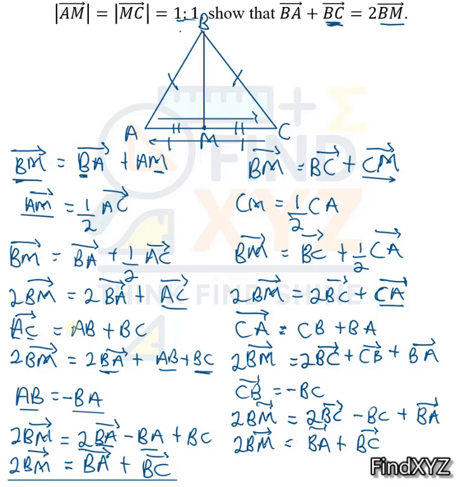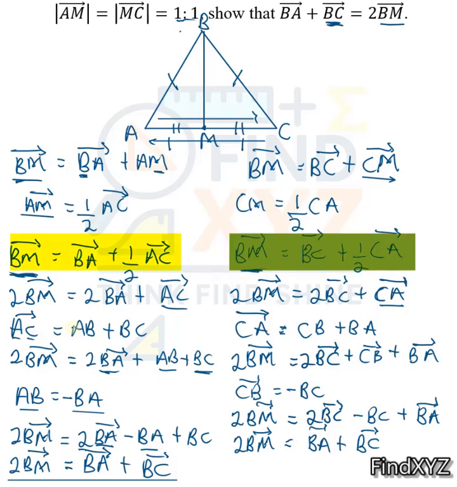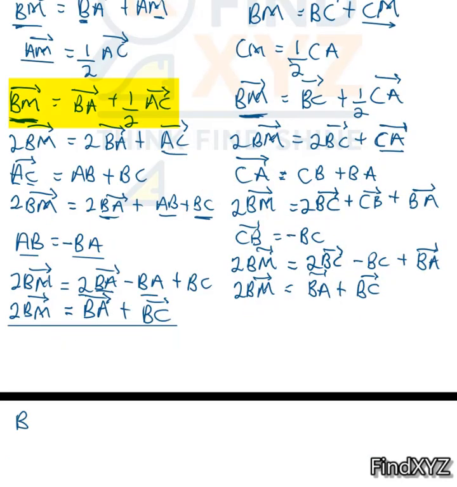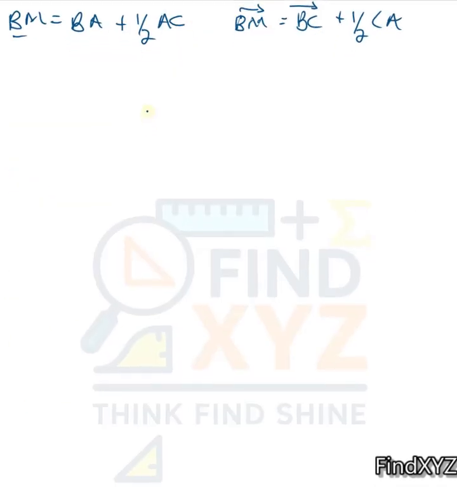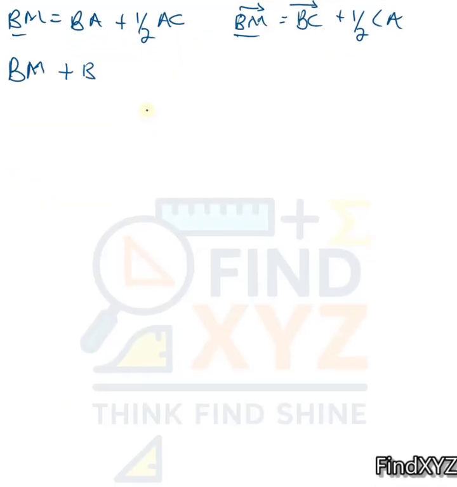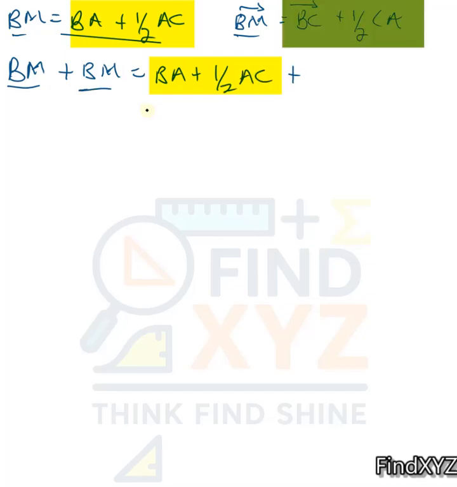You realize that this is vector BM, this is also vector BM. We can add the two vectors. So let's do that. We can say vector BM is equal to BA plus half of AC. Then we can also say that vector BM is also the same as B to C plus half of vector CA. So let's put these two vectors together. BM plus BM will be equal to, what is BM? BM is this. So we have BA plus half of AC. Then what is another BM? That is BC plus half of CA.